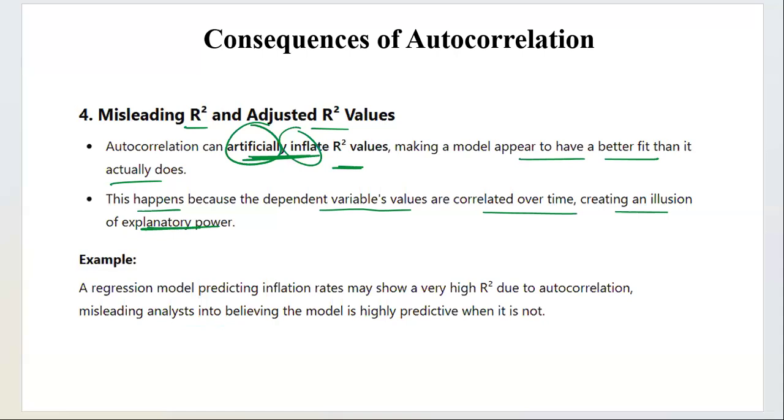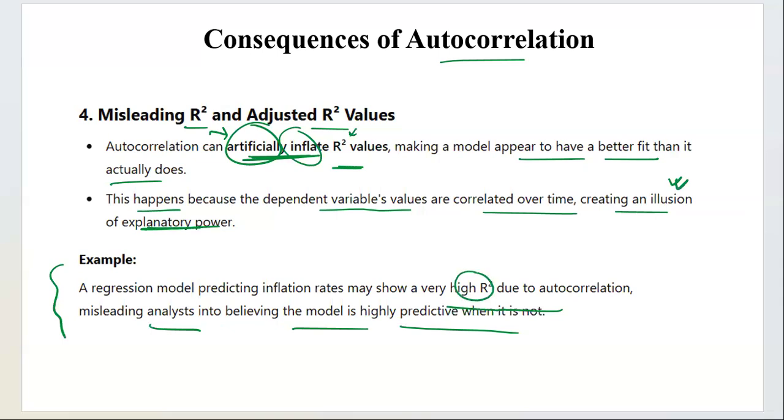Actually, the explanatory power is not there, but autocorrelation will create an illusion that the explanatory power is there, and that will artificially inflate our R square and adjusted R square, which we do not want. So this is also another severe consequence of autocorrelation. For example, a regression model predicting inflation rates may show a very high R square due to autocorrelation, misleading the analyst into believing a model is highly predictive when it is not.